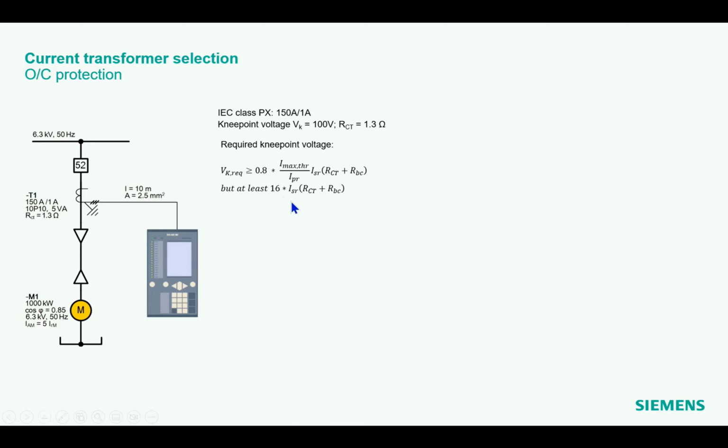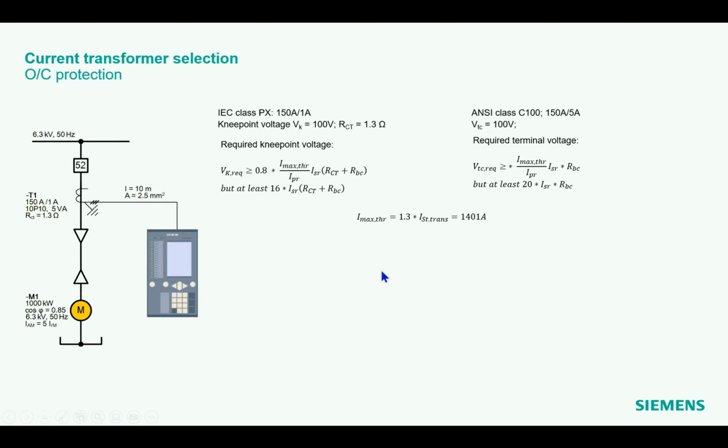So it's basically the same requirement which stands behind, but expressed as a knee point voltage and not as an ALF factor here. Then we have the ANSI class current transformers. Here we have a so-called terminal voltage. Also for this we have a requirement which we formulate here. And also here we see more or less the same requirement. We have a fixed value and this ratio here. So basically it's always the same principle.